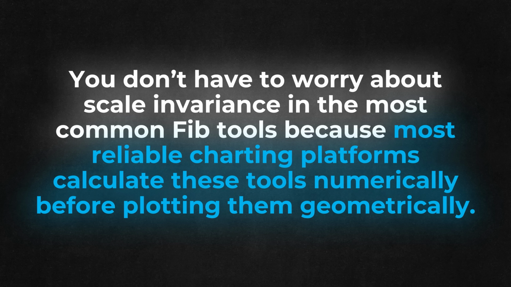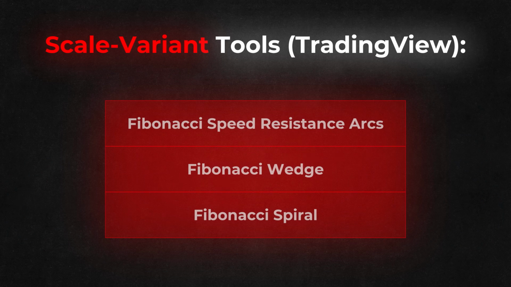Because of this problem, I'm not going to waste time with the Fibonacci tools on TradingView that have this problem of scale variance. They are the Fibonacci speed resistance arcs, Fibonacci wedge, and Fibonacci spiral. Theoretically, you can pursue the purely geometric validity of these tools, but if that's the goal, I believe there are better options out there. In any case, this is a discussion for a different course.